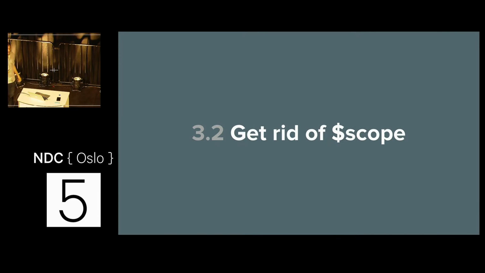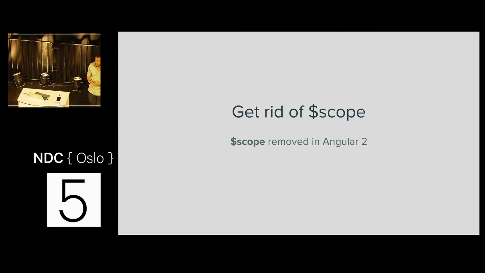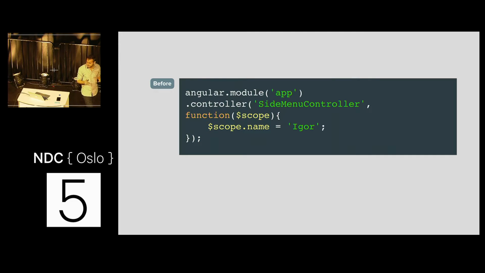So we need to get rid of $scope. The reason why, once again, is that it doesn't exist in Angular 2 anymore, and it just clutters our code without any beneficial reason. So what we're going to do instead is bind to the keyword this by using the controller-as syntax. How many of you have been using the controller-as syntax? Great. So instead of having this terrible thing, where we're registering a controller and then injecting $scope, etc., we will be fixing it.